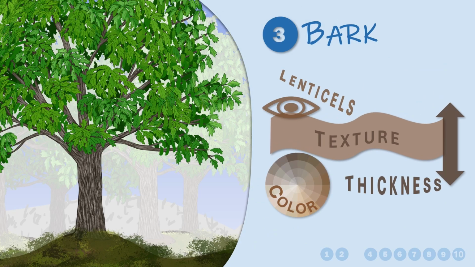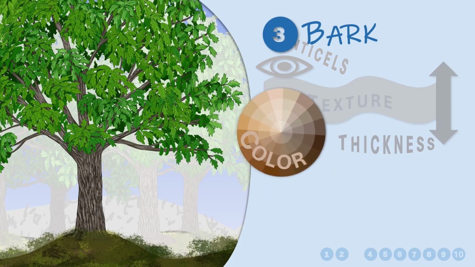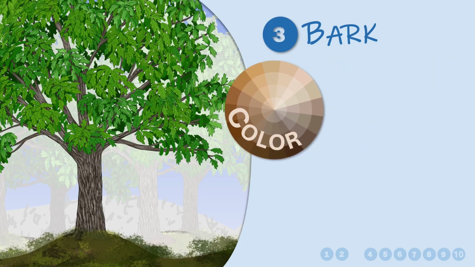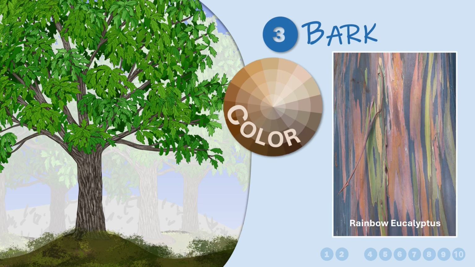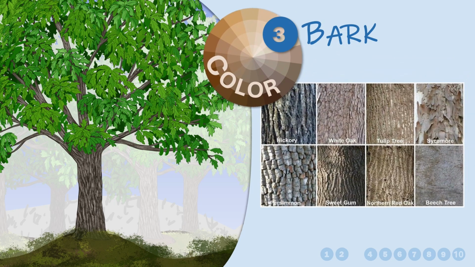Now let's talk color. While bark color can range spectacularly, with extreme examples being the tropical rainbow eucalyptus tree, most of our New Jersey trees have subtler color differences. These distinctions can be difficult to pick up on if you're new to IDing, but don't be discouraged. Just like texture, looking at examples will make you a color expert in no time.